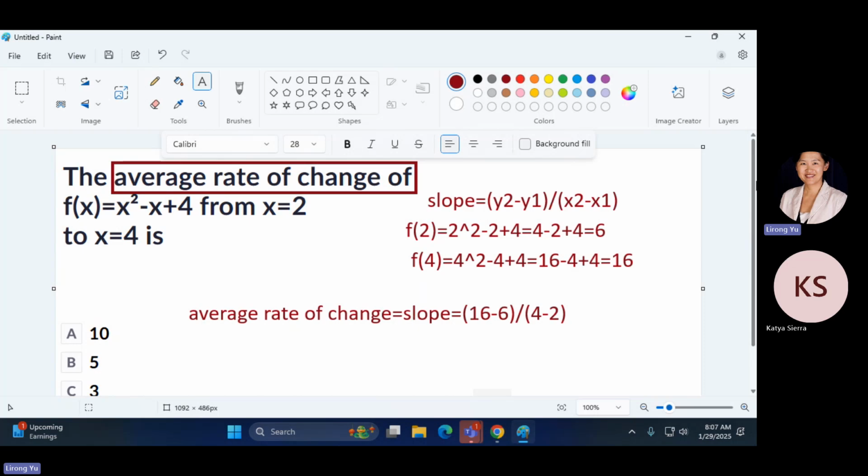That's the calculation for the average rate of change. The term average rate of change is actually slope from one point to another point. So now for those 2 points, you have to identify the x value and the y value. Slope is calculated by that division.